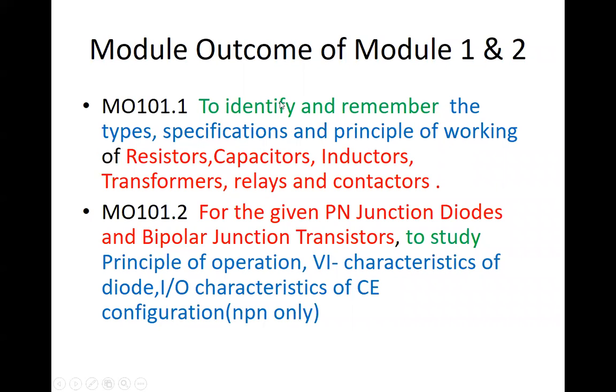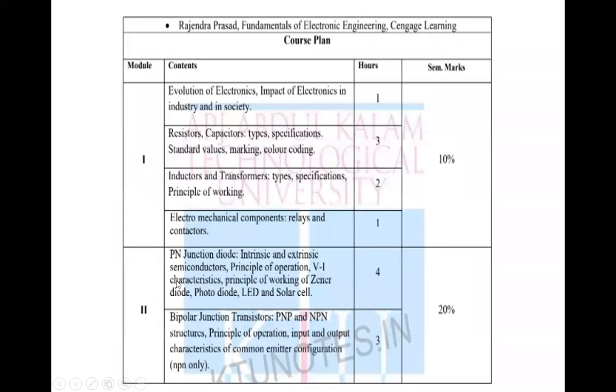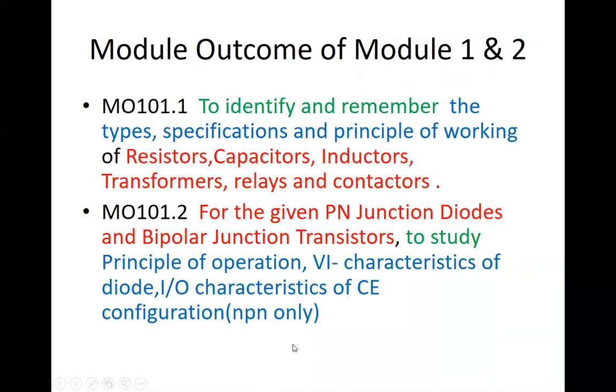But here, the point is, you are not transferring any specific skill to the students. No skill is being transferred. It is just something related to remembering and identifying. Then come to module 2. Again, it is PN junction diode, intrinsic, extrinsic semiconductors, principle of operation, VI characteristics, principle of working of Zener diode, photodiode, LED and solar cell, bipolar junction transistors. Same thing repeated here.